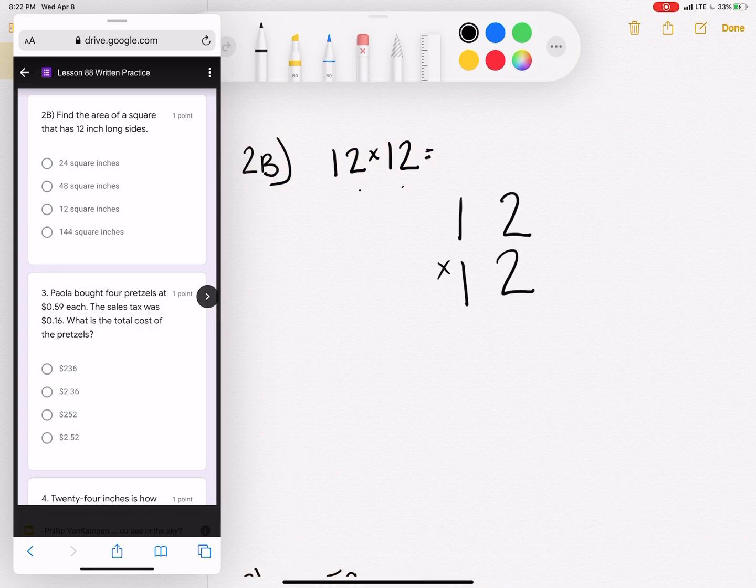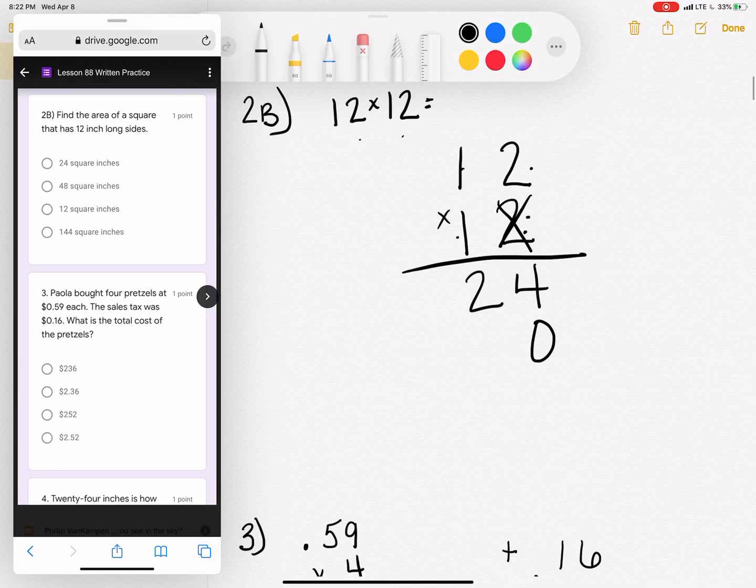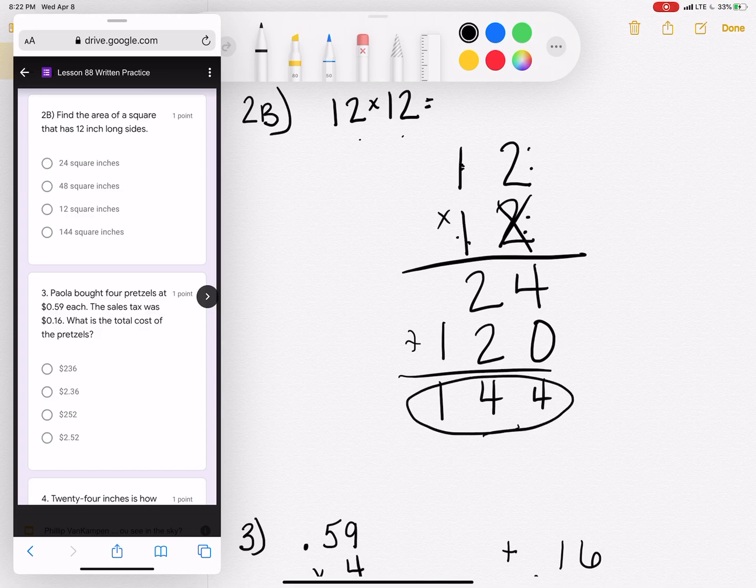12, 12. 2 times 2 is 4. 2 times 1 is 2. Mark out your 2, place a 0. 1 times 2 is 2. 1 times 1 is 1. Add these up. 4, 4, 1. 12 times 12 is 144.